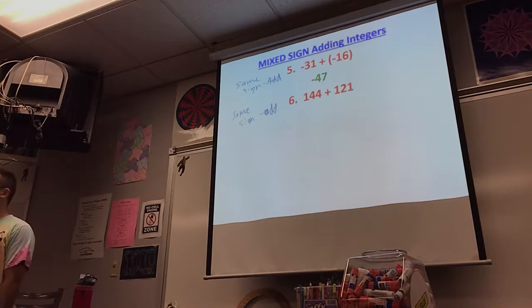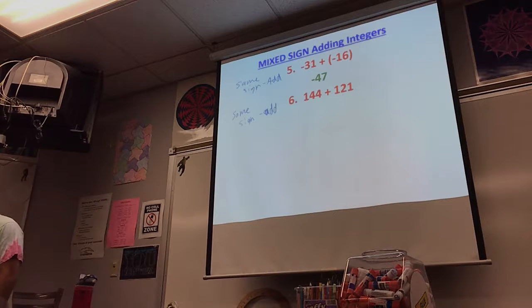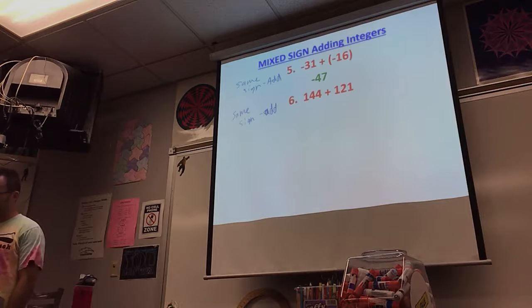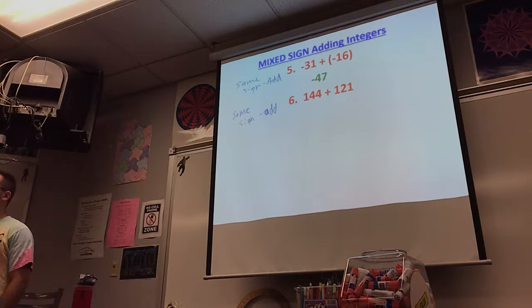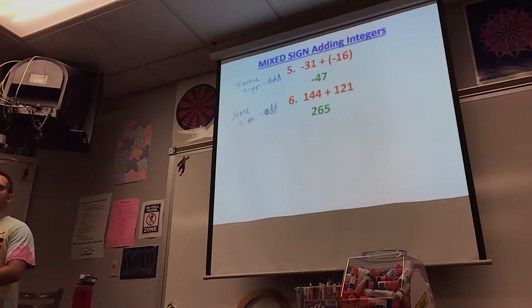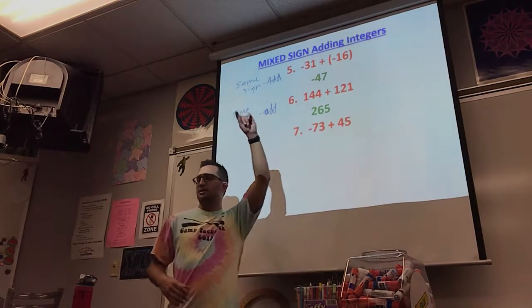I would say that this is probably 3rd grade. I don't know exactly. They're both positive. Luckily, there's no carrying over with this one. So it'd be 1 plus 4, 2 plus 4, and 1 plus 1 to give us 265. Good. All right. The last 2 are going to be same sign add. This one is different sign subtract.